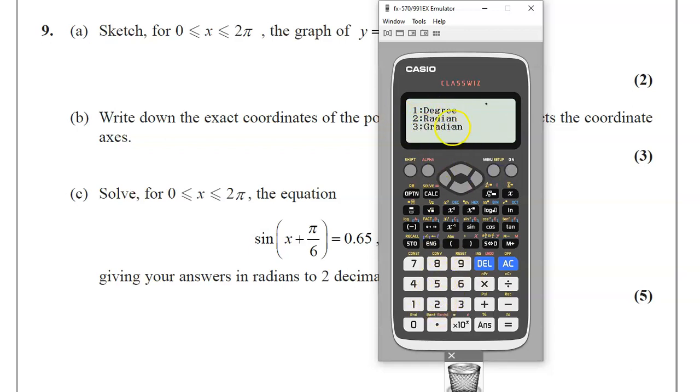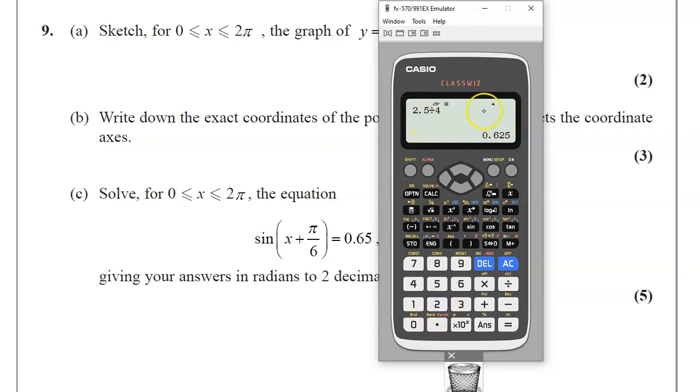Don't worry about gradians, they're rubbish. They basically say that a whole circle's 400 degrees instead of 360, and a right angle is 100 degrees. Absolutely useless. Apologies if there's people out there who think, actually, I use them and they're quite useful. I don't know of a good use for them, and certainly not for your A-level, so forget those. Radians is what we want.